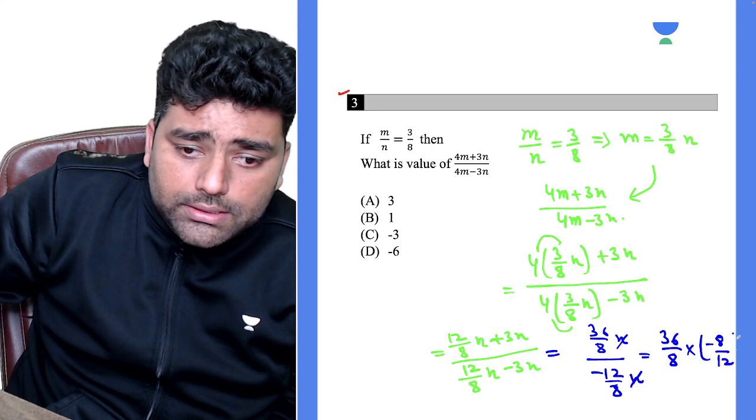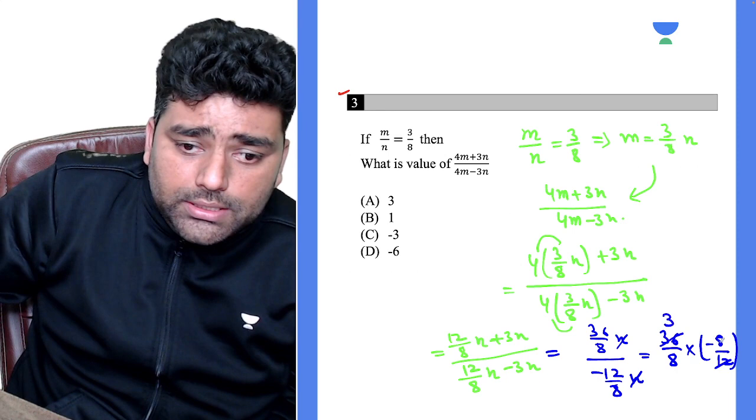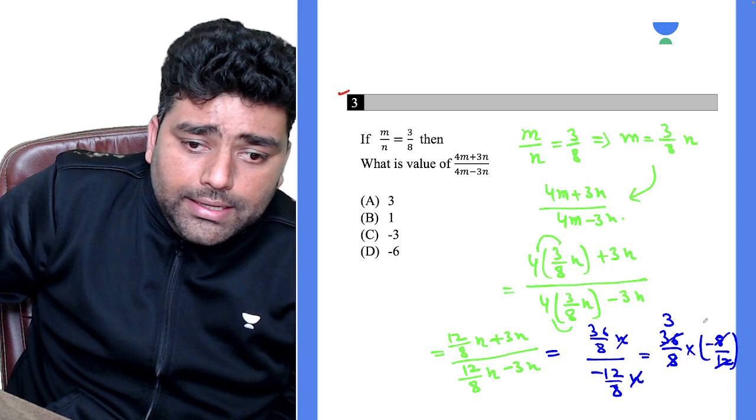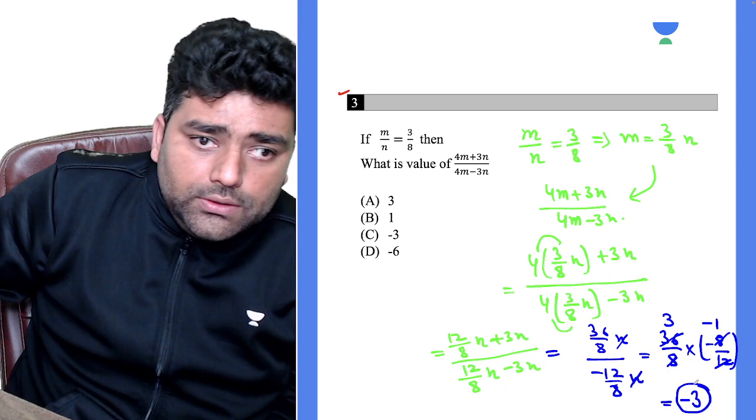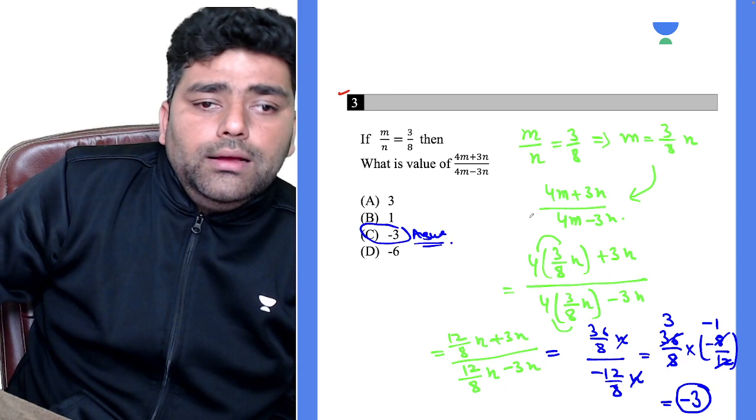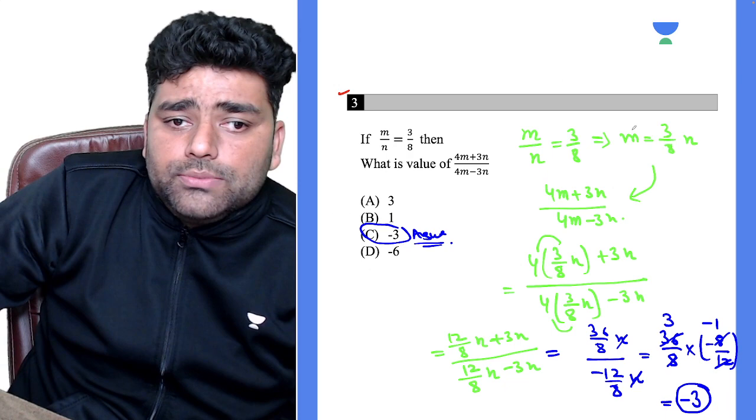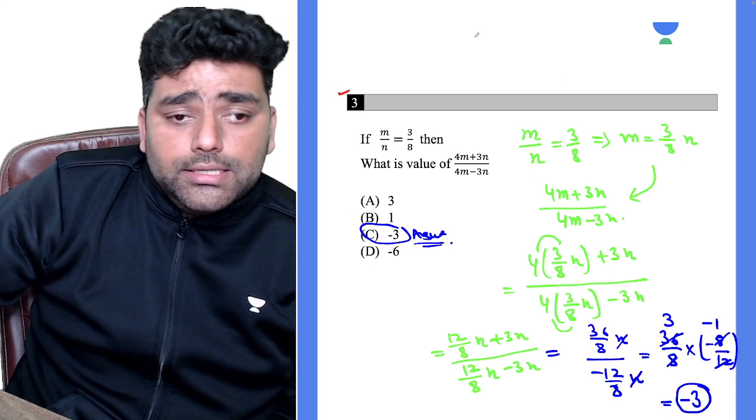12 cancelled by, 36 cancelled by 12, that is going to be 3. 8 cancelled by 8, or you can say negative 8 cancelled by 8, that is negative 1. So 3 multiplied by negative 1 is equal to negative 3. Do we have this? Yes, that's C. Right, guys? And this is the way when we substitute the value of m in the fraction. And there is another way as well.